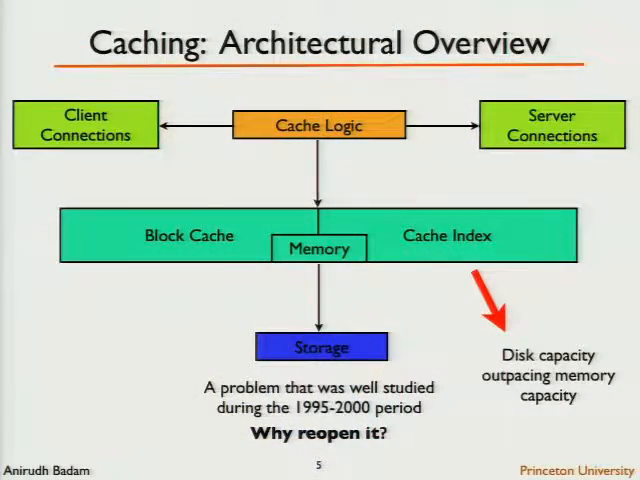So here's an architectural overview of how people build caches. There's a cache application logic that multiplexes between client connections and server connections, and fetches content from the server and serves it to the client. And it essentially architects its memory into two different parts. One is the cache index, and the other is the block cache, which is the data cache that it can cache in memory as much as possible.